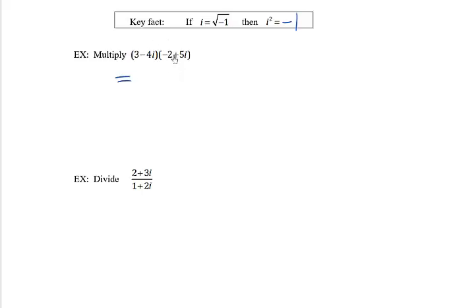Let's see. 3 times negative 2 would be negative 6. My outer would be 3 times 5i. That's positive 15i. My inner, negative 4i times negative 2 would be plus 8i. And my last looks like negative 20i squared. Negative 4 times 5 is negative 20, and i times i would be i squared.